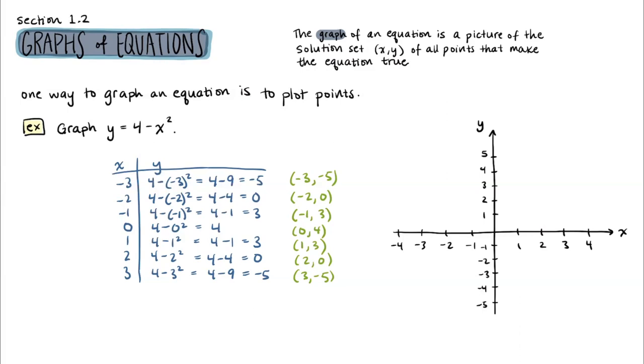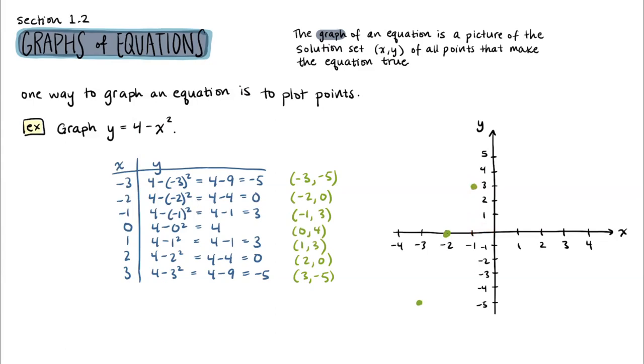Okay, so now we can go ahead and plot the points that we have. We can just go one at a time. So we've got -3, -5. That point lives right here. Then we've got -2, 0. That point lives right here, on the x-axis with a y value of 0. Then -1, 3. That's going -1 and up 3, so that's right here.